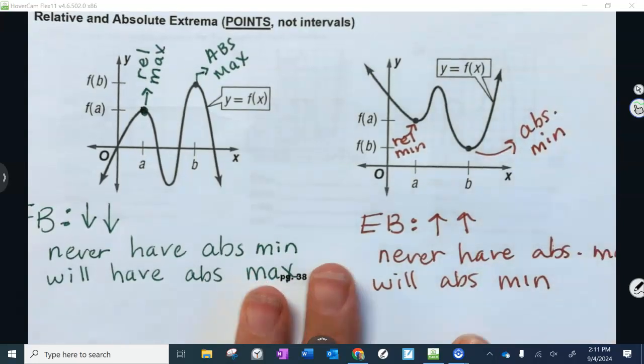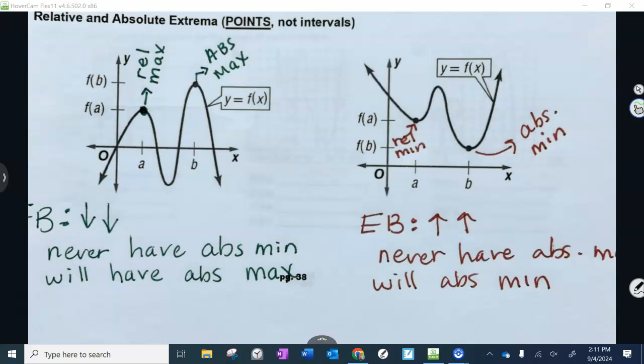Now don't turn the page yet because I want to talk to you on how I'm going to test and quiz you over this concept. So if I give you a picture like this, and I will, I'm going to ask you to identify all of the maxes and all of the minimums.